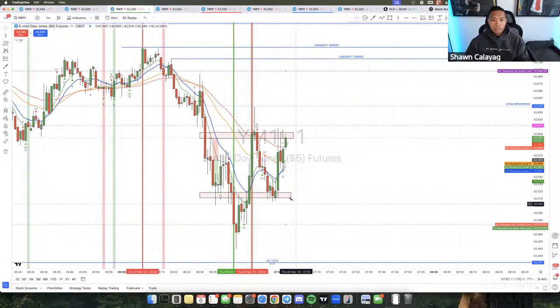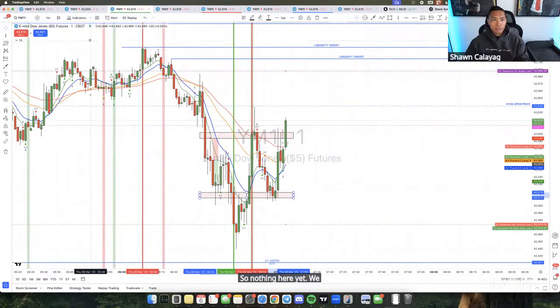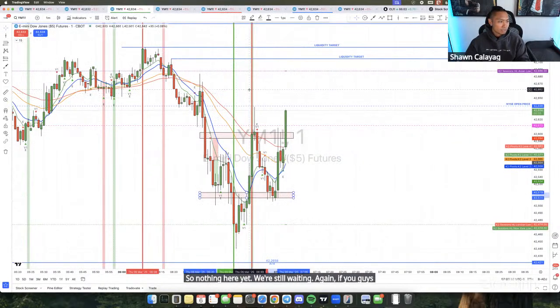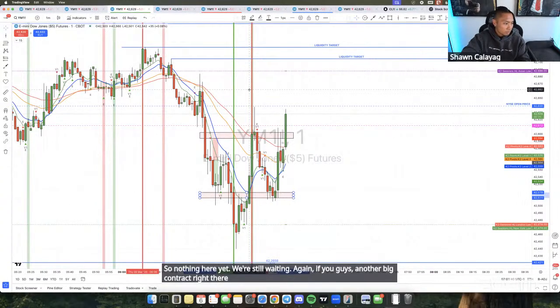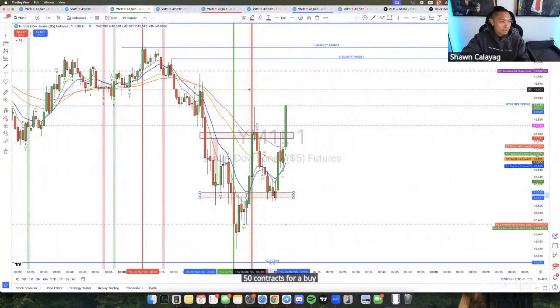So nothing here yet. We're still waiting. Again, if you guys are just coming in, another big contract right there came in for, let me see, 50 contracts for a buy. So price is trying to get pushed up right now. A lot of buy contracts getting filled. Huge 50 contracts, 100 contracts, 12 contracts, 16 contracts.